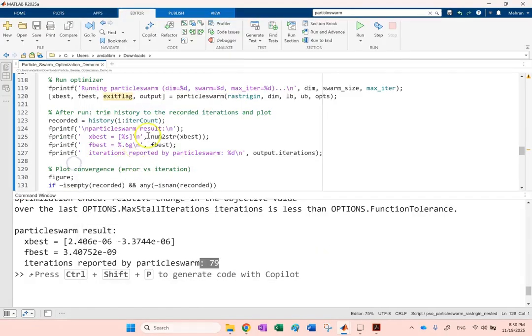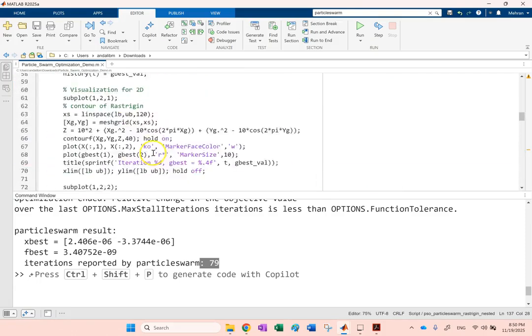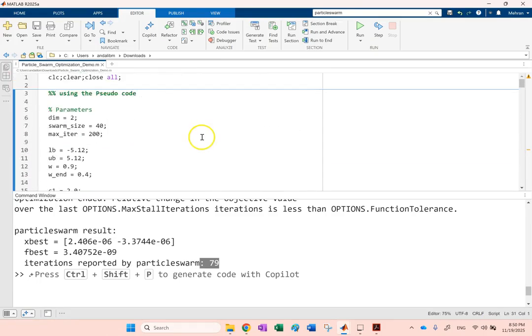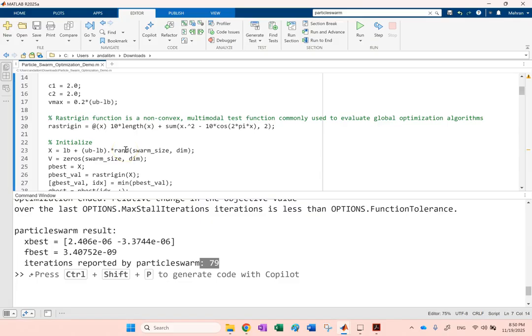I'm going to share this MATLAB file with you, which has a built-in function and the normal code using pseudocode. Feel free to play with it and learn with it, change these parameters, see what it does, change the function, and hopefully you can understand how particle swarm is working.